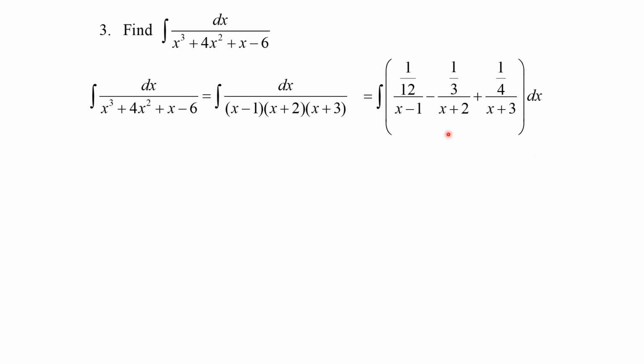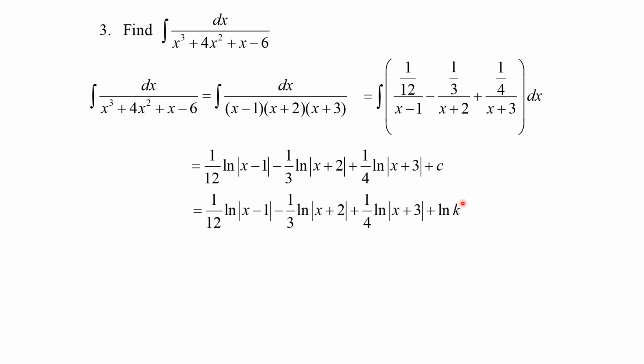Your next task will be individually integrating this. Obviously, all three will give you ln. So 1 over 12 is a coefficient. Leave the 1 over 12 alone, multiplied by integrating 1 over x minus 1, which will give you ln(x minus 1). Same goes here, minus 1 over 3 is the coefficient, and it will become ln(x plus 2). Plus 1 over 4 is the coefficient, ln of (x plus 3), and don't forget your c because this is an indefinite integral.